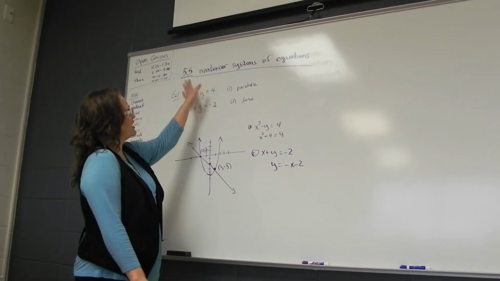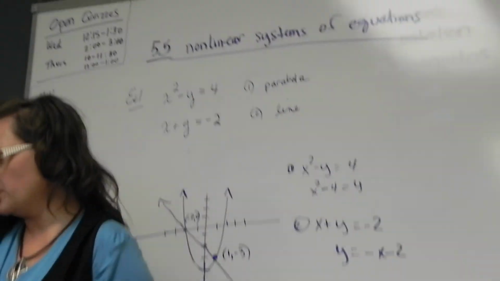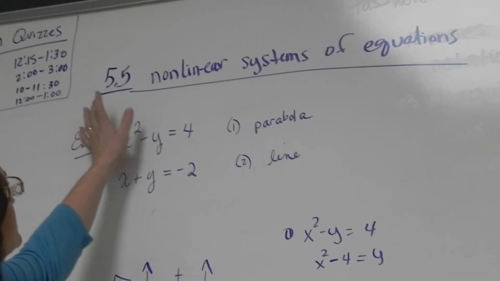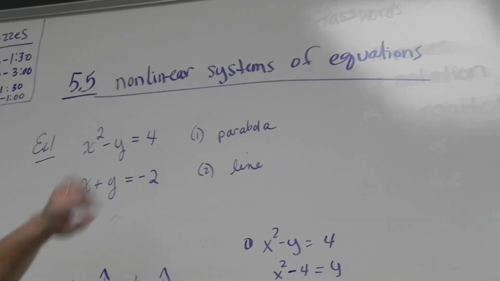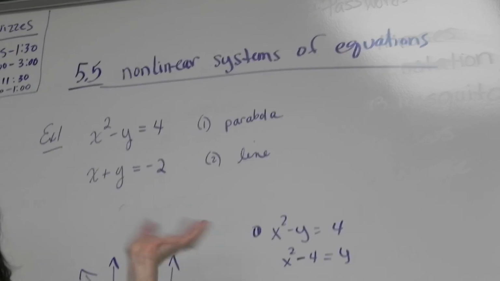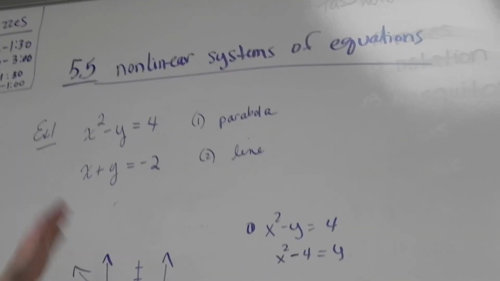Notes section 5.5, nonlinear systems of equations. Nonlinear systems have at least one of the equations that's not a line. You can't have a line in it, but there's at least one thing in the system of the other equations that's not linear.